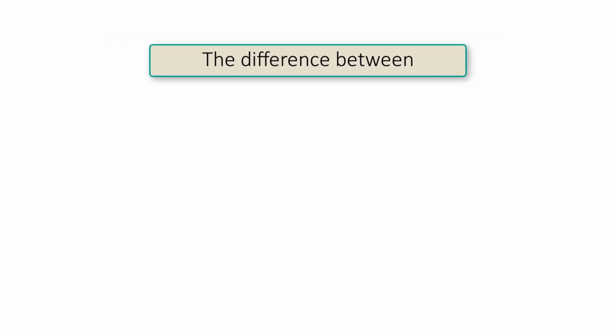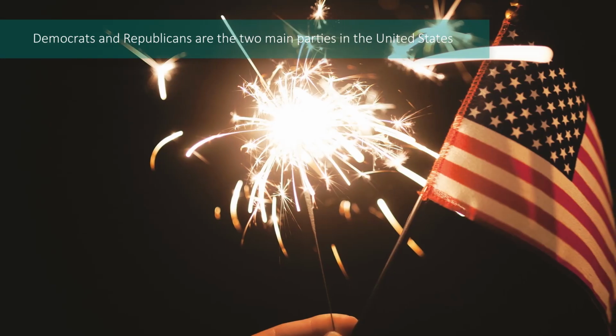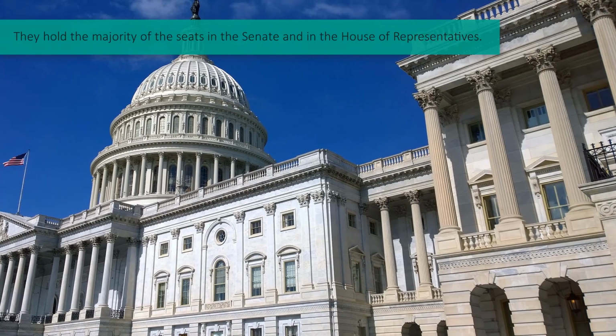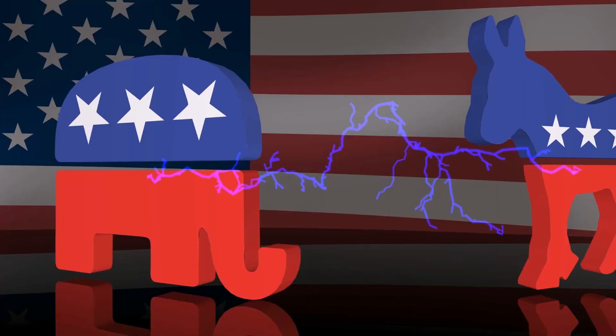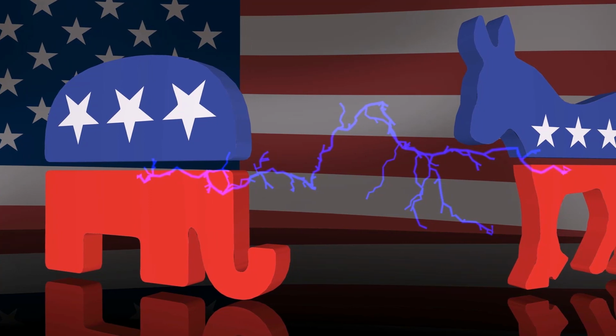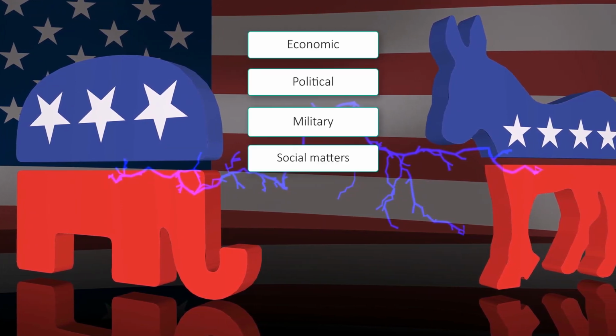Hello everyone. In today's episode we will show you the difference between Democrats and Republicans. Democrats and Republicans are the two main parties in the United States. They hold the majority of the seats in the Senate and in the House of Representatives. Democrats and Republicans have opposing views and positions on several key issues, including economic, political, military and social matters.